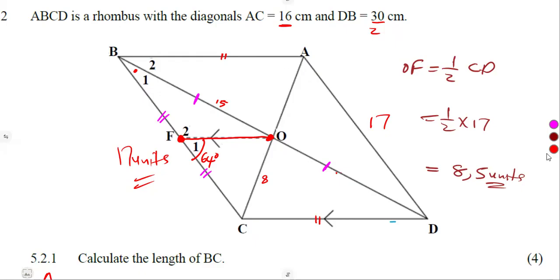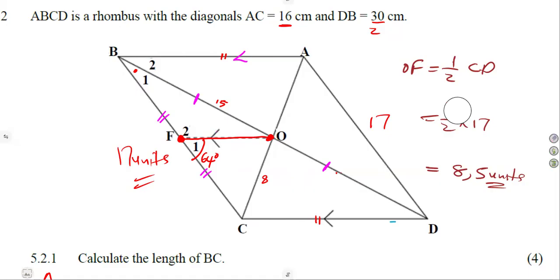Equal in length and also parallel. So the equal in length, don't put it as a reason. I'm just explaining the properties of a rhombus. The parallel concept is the one that I want here. If these two lines, AB and CD, are parallel, it means AB is also parallel to OF.